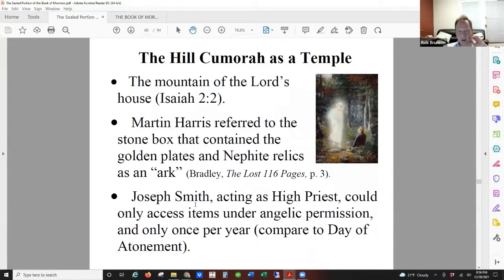For example, we know the phrase, the mountain of the Lord's house, and mountains and temples are often used interchangeably. Martin Harris referred to the stone box that Joseph Smith recovered these items in as an ark, which is interesting, kind of mimicking the Ark of the Covenant. And Joseph Smith, acting as the high priest, could only access these items under angelic permission and only once per year. It's just like the Day of Atonement, when the high priest could only go into the temple once a year to the Ark of the Covenant.